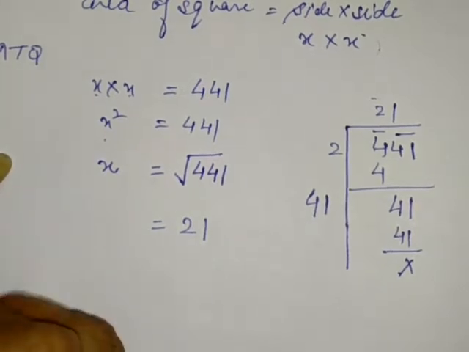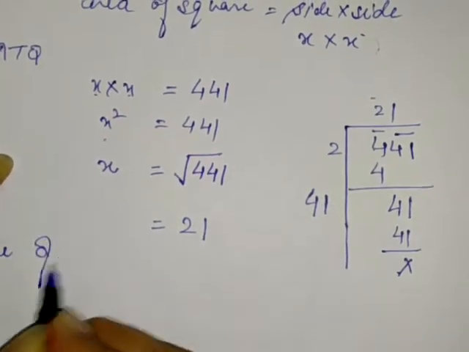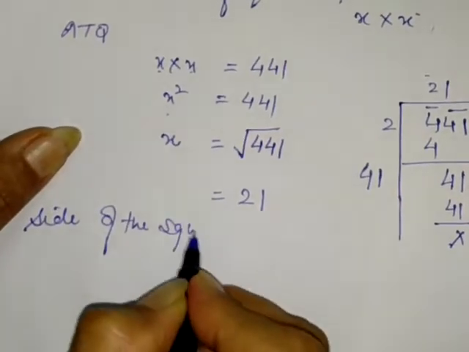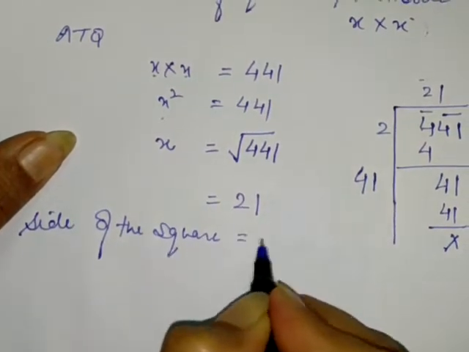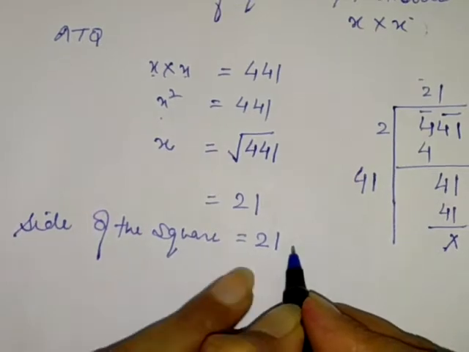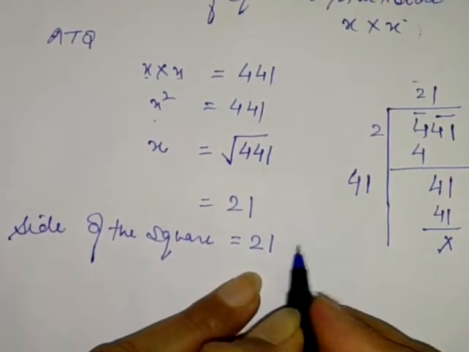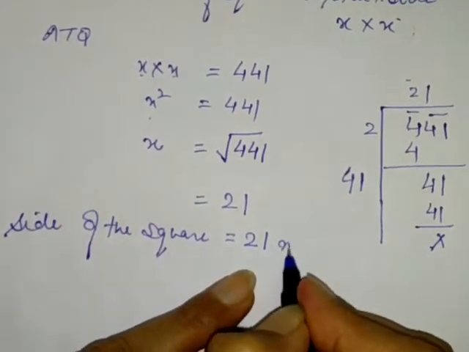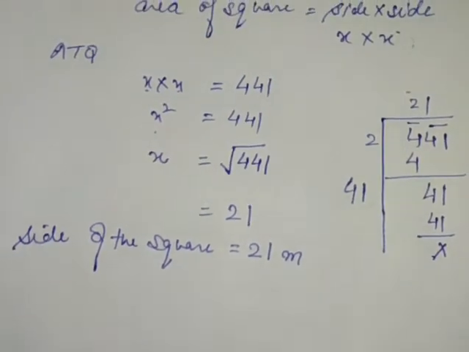So give the answer that side of a square, side of the square is equal to 21, and be careful about the unit also. What is the measurement here? Centimeter, meter or what? It was given meters. So you will be writing here 21 meter.